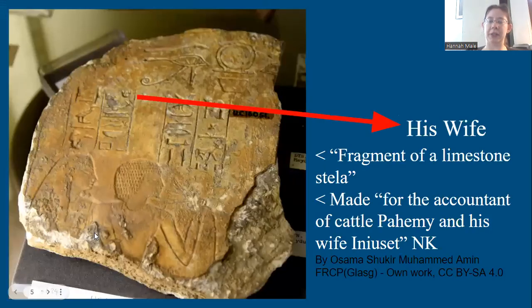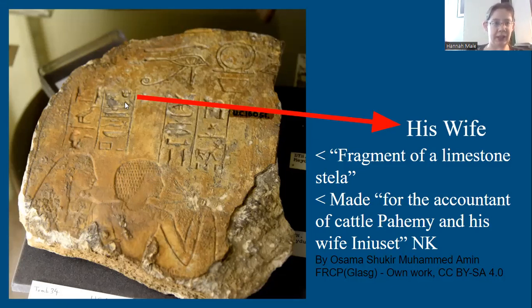This is another object from the Petrie Museum. This once formed part of a full stele, so this is just a piece of it, a fragment. And this is a husband and wife, so you have the husband in front here, and then his wife here. So again, this is probably made for a couple not super high in the socioeconomic scale. So in this set of hieroglyphs here, those are the ones that are talking about the wife and giving her name and title. So you know that it's this guy's wife because of these hieroglyphs here.